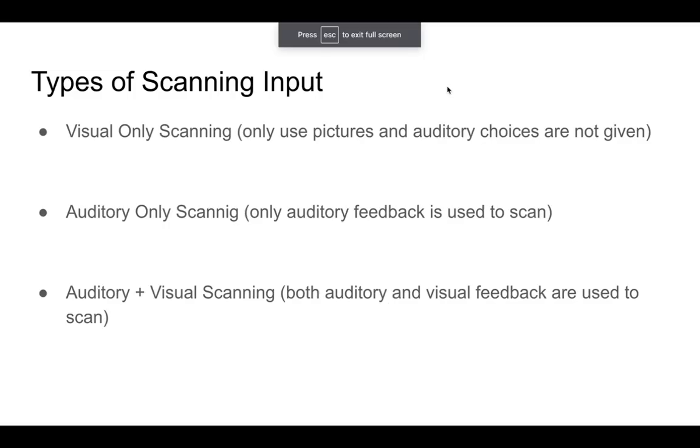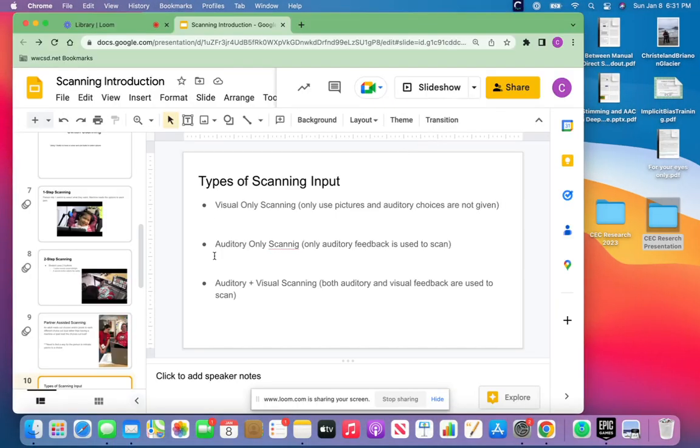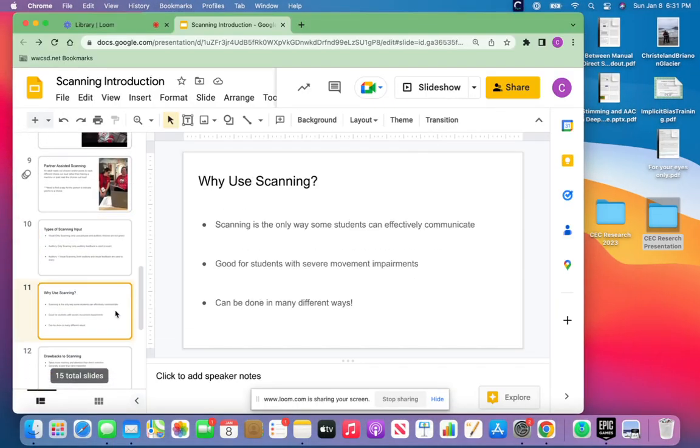They're fixed. Okay. One final bit about scanning is that you have a lot of different types of input. You can scan using only pictures. You can scan using only auditory. That's what I did in the last example when I was the scanner. And then you can scan using both visual and auditory feedback. Most children who use scanning probably will benefit from having both the visual and the auditory component, but it's good to know about all the different ways you can do it.